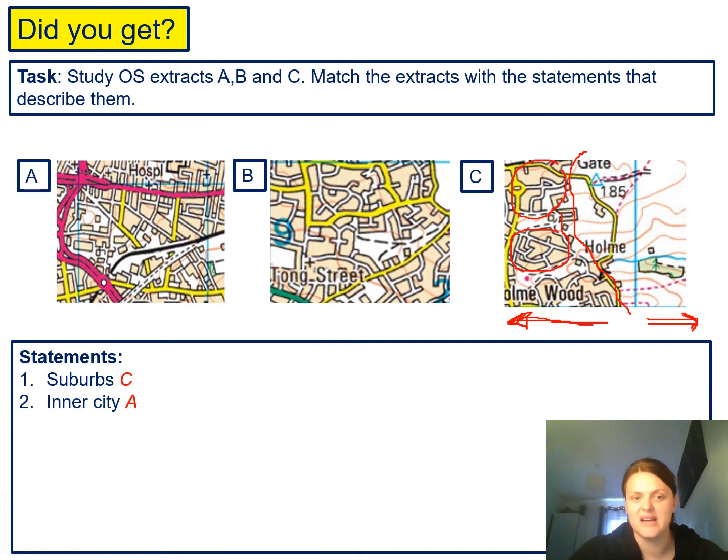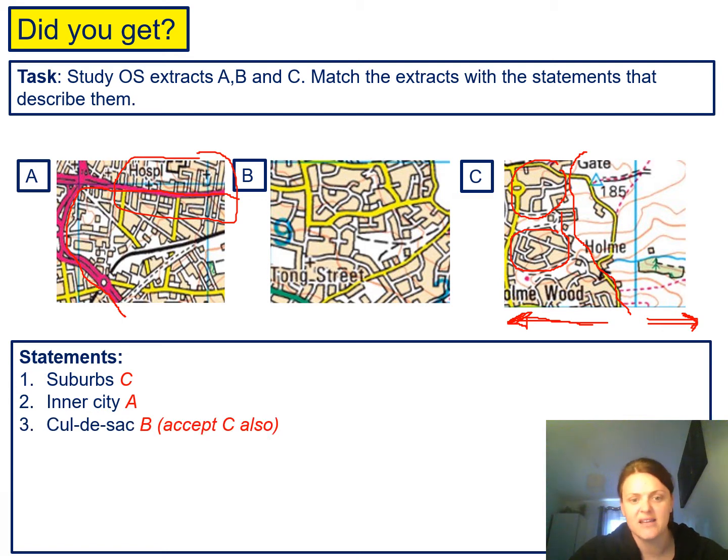A, yeah, that's the inner city. How do we know that? Well, you can see, look, big main roads, the A roads, the red there. Lots and lots of buildings tightly packed together. There's a hospital and there's lots of other roads there as well. So the indication that it's an inner city is that all the buildings are tightly packed together, showing that there is little room in the inner city.